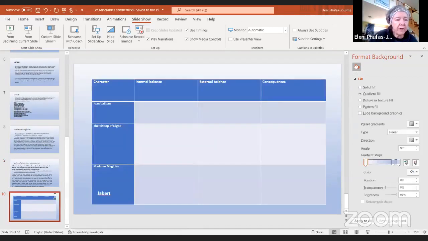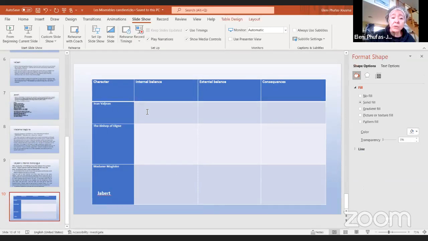So let's go to the final slide. What we have here, I would like you to help me. I'm not going to do this by myself, but I will help in putting in the notes here. So for example, in terms of the main character, internal balance, external balance, what can we say about Jean Valjean? What are behaviors, his actions that show internal balance?